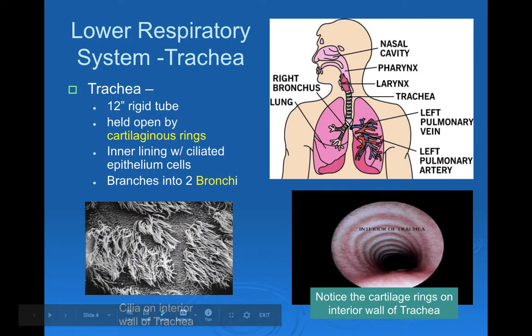We learned about cilia in the beginning of the school year when we learned about cells. Remember, cilia are different than flagella. Cilia are a bunch of little tiny hair-like structures. This is what the inside of your trachea looks like, so the inside right here.